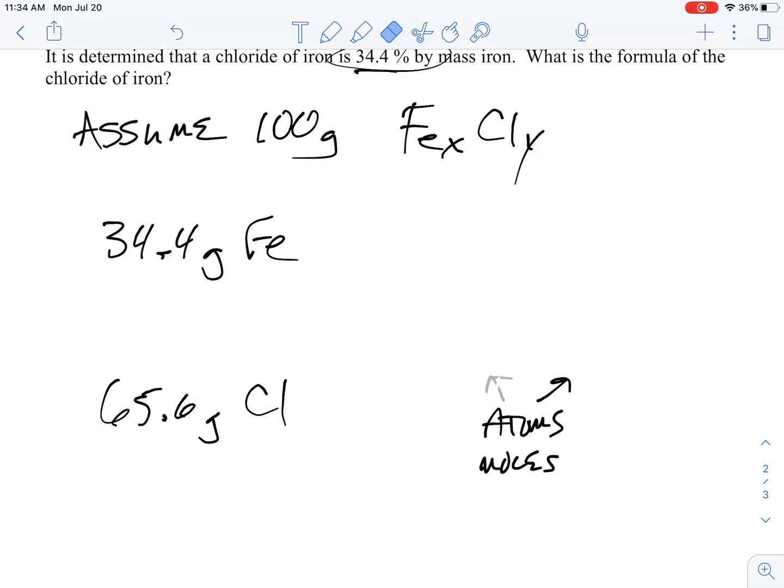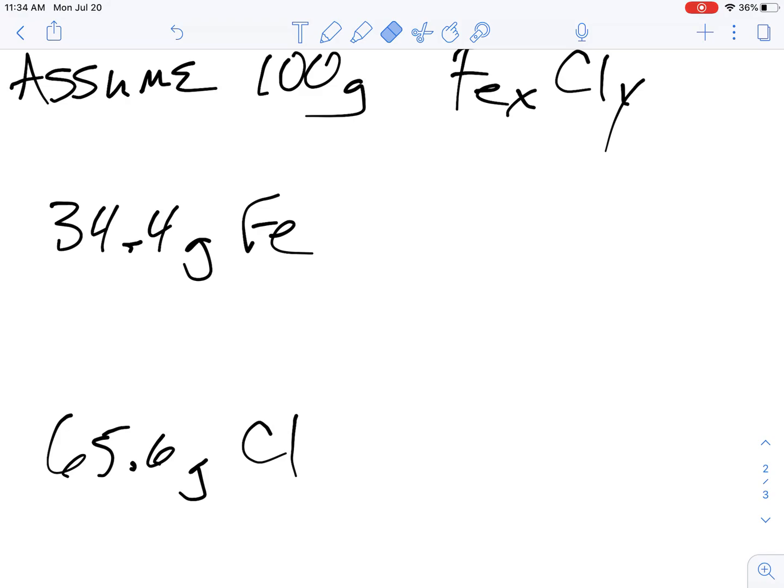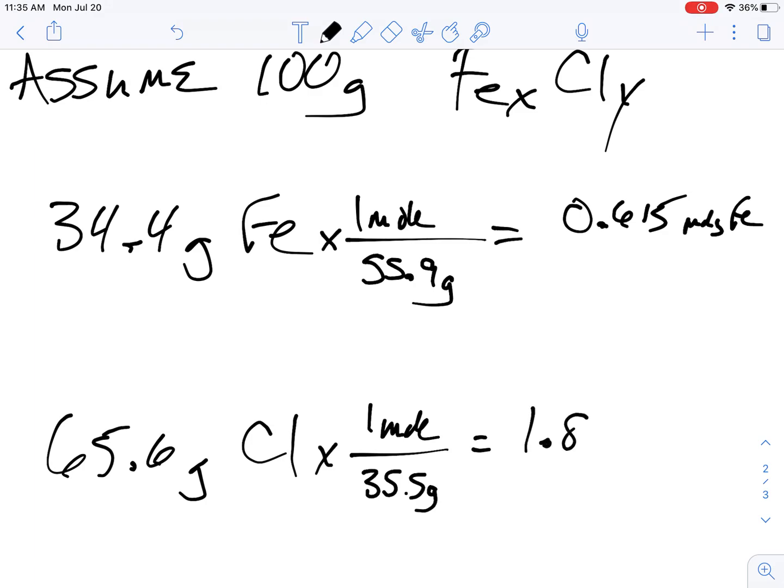So what you really need to do is take each of these masses and convert them into moles. Get out your periodic table and look up where iron is, and you will discover that 1 mole of iron weighs 55.9 grams. If you do the math on that, you should end up with 0.615 moles of iron. Check your periodic table and look up chlorine. It is 1 mole per 35.5 grams. And if you do the math on that, you end up with 1.85 moles of chlorine.